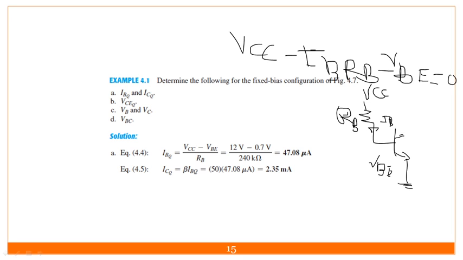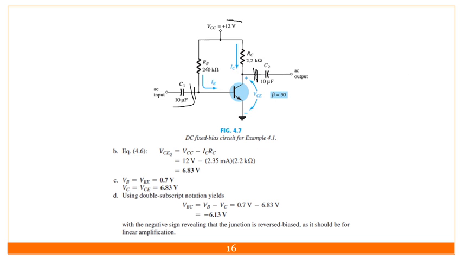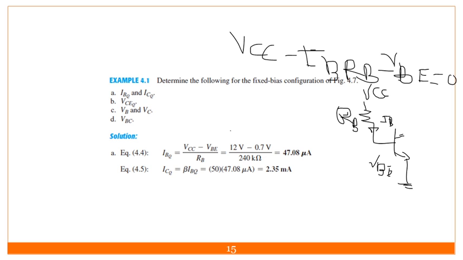So from this, if I am calculating the value of IB, I will get this equation. If I put the values of VCC, VB and RB in this one, VCC is 12 volt and RB is 240K. Using the calculator, I get the value as 47.08 microampere.